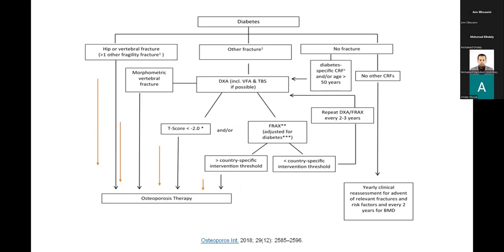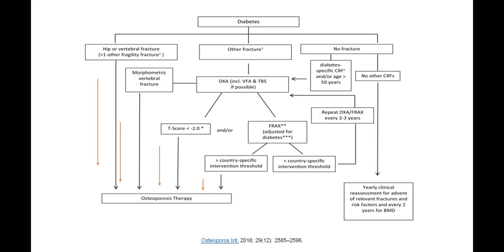This algorithm may help. It is a nice algorithm. It indicates the indication for osteoporotic therapy in diabetic patients. First, if diabetic patients experience any hip or vertebral fracture, they go directly to osteoporosis treatment without looking at bone mineral density. And when doing bone mineral density, if it is found below -2, it's also an indication for osteoporotic treatment. As you see, this is higher than the threshold recommended for the non-diabetic population.